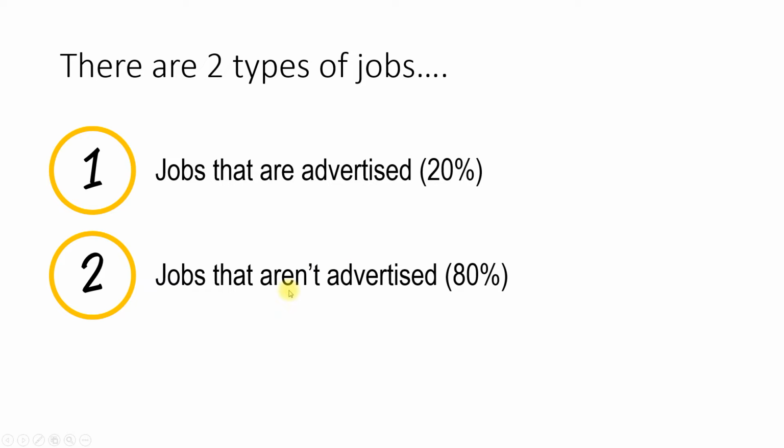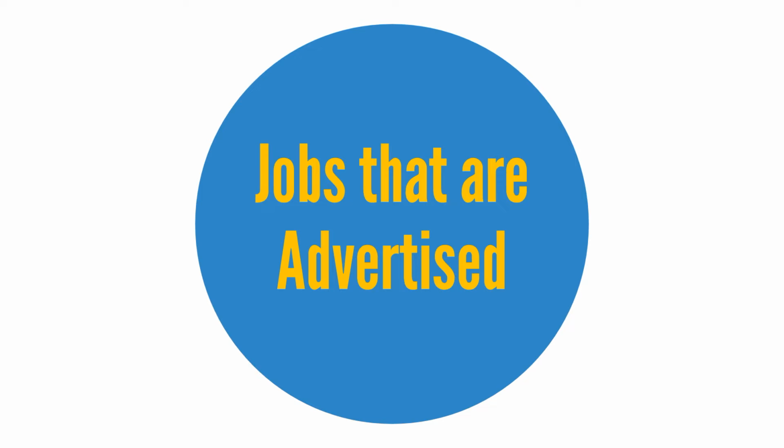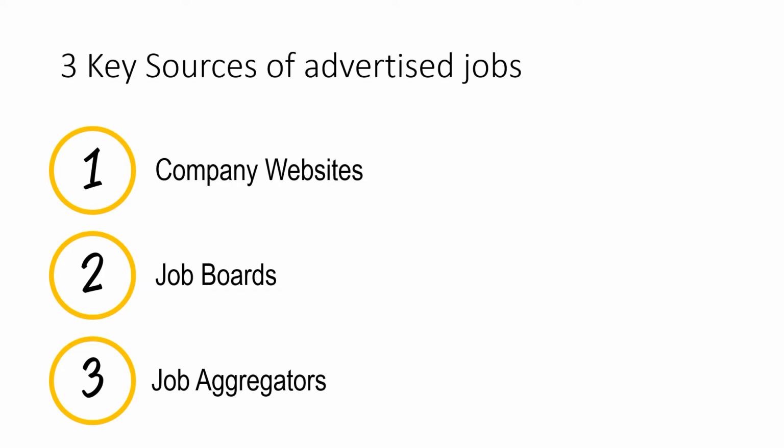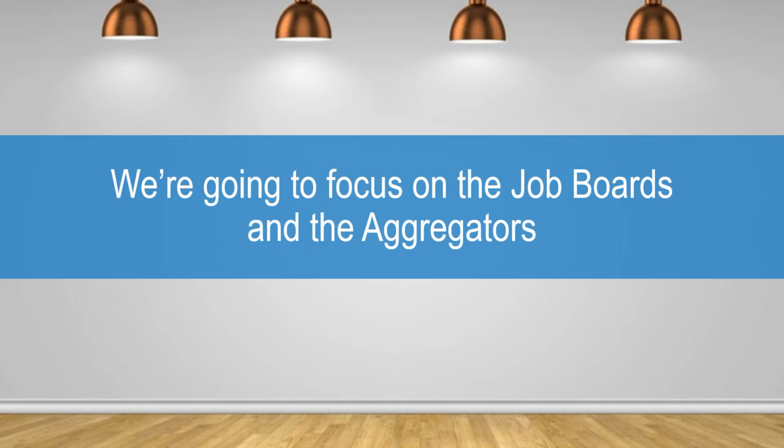All right. There's two types of jobs out there, and we've talked about this before. There's the jobs that are advertised, and that makes up roughly 20% of the jobs that exist, and there's the jobs that aren't advertised. And we're going to go through some strategies that allow you to take advantage of both. For the jobs that are advertised, there are three key sources: the company websites, the job boards, and the job aggregators. We're going to focus on the job boards and the aggregators because the aggregators pull in 90-95% of the stuff that's posted on the company's job sites.